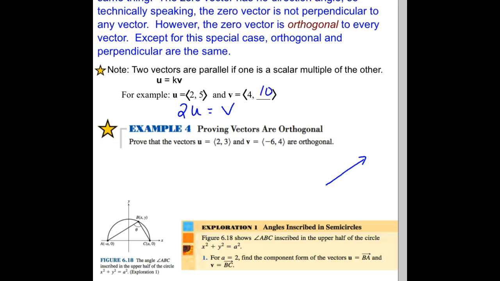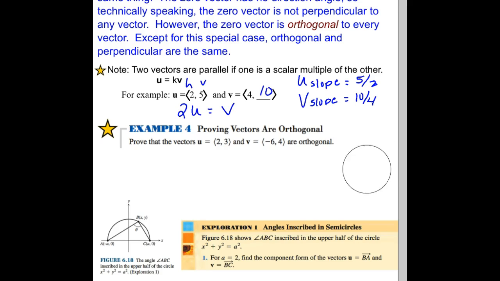The other thing to think about is this is your horizontal component and this is your vertical component. So if you think in terms of the slope of that vector, it's just the vertical divided by the horizontal, right? Rise over run. So u's slope would be 5 over 2. Vector v's slope would be 10 over 4, but that's equivalent, right? Reduces to 5 over 2. So it's just another way of showing they're parallel. They have the same slope.